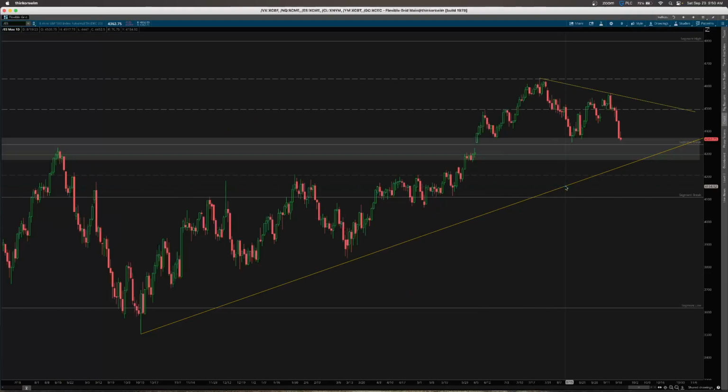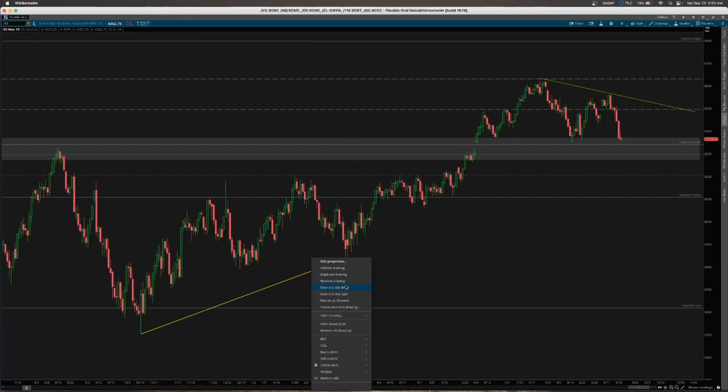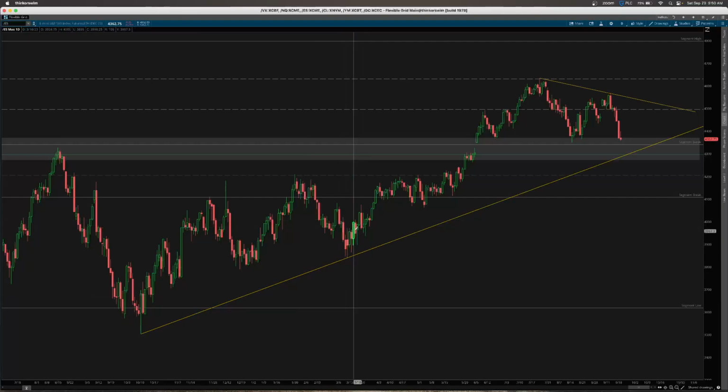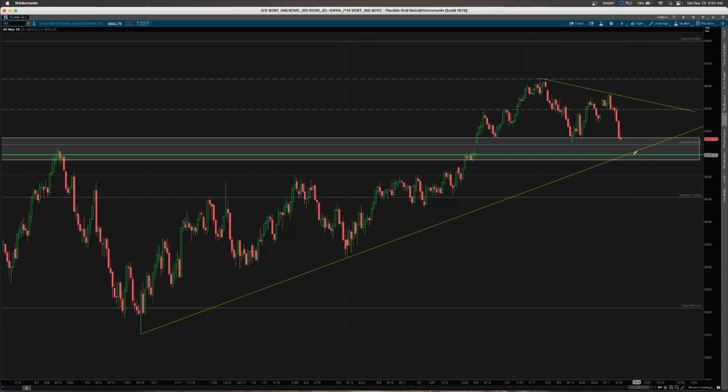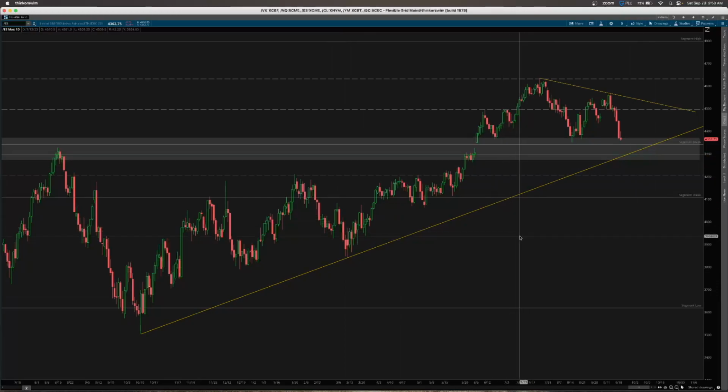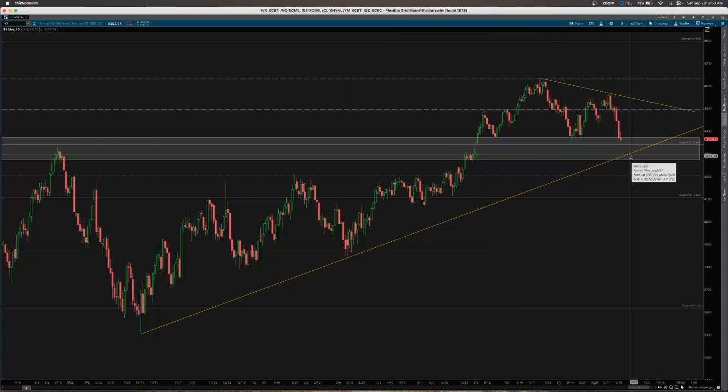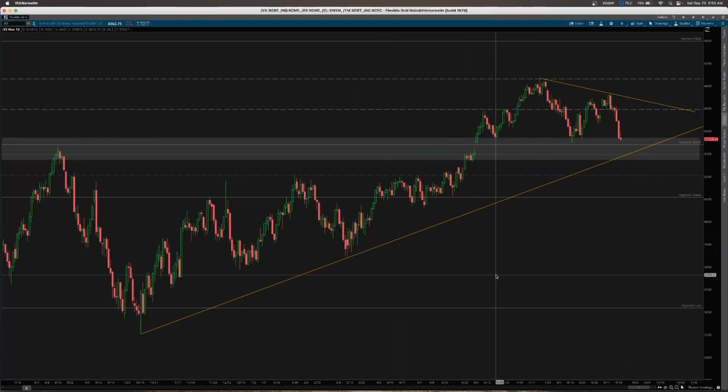So let's just... One tip that I have is you can just connect the two and then extend to the right or the left. That helps quite a bit in staying exact. But as I was saying, we're on the daily chart now. It's starting to look a little bit busy, but not cluttered.